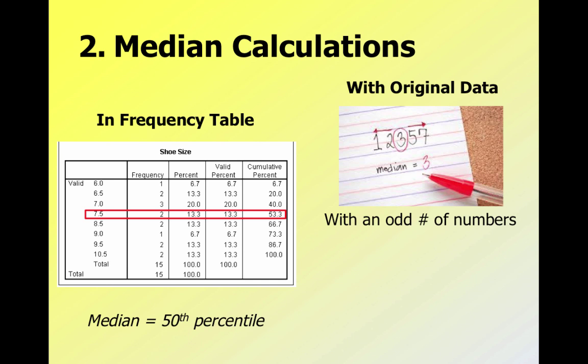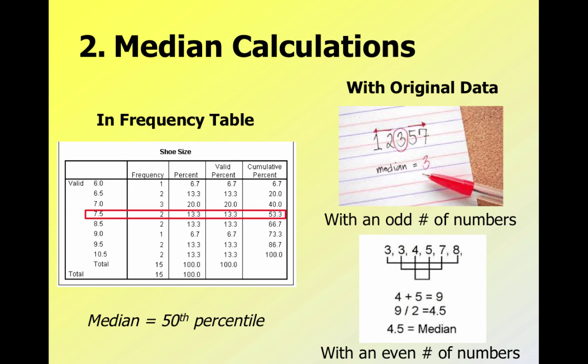Again, if we have an odd number of numbers, in this case 5 numbers, the middle observation is going to be the actual number itself. But if you have an even set of numbers, in this case we have 6, notice the middle position is between 4 and 5. We then have to get the average of 4 and 5 to get our median, which in this case is 4.5.